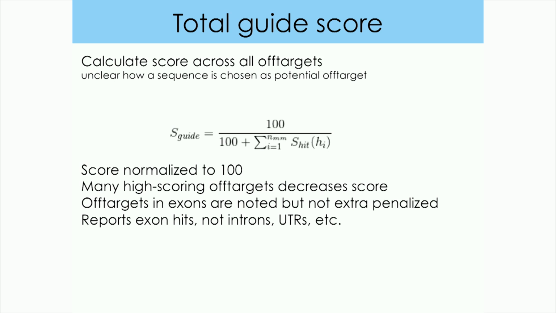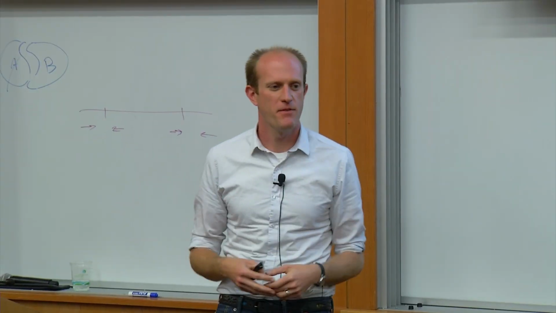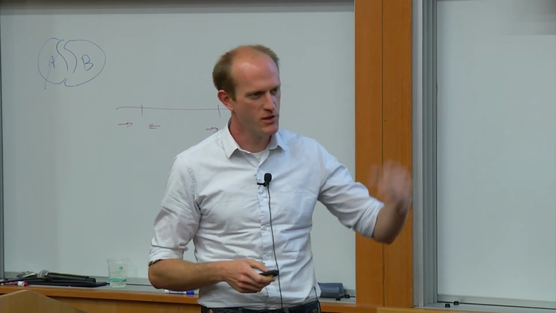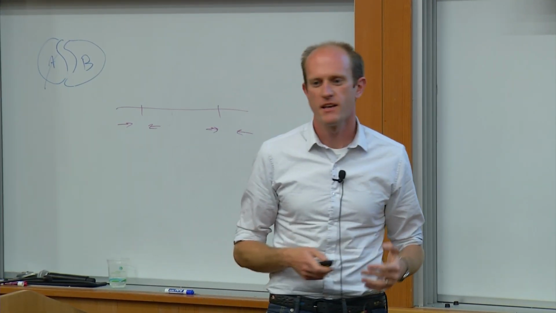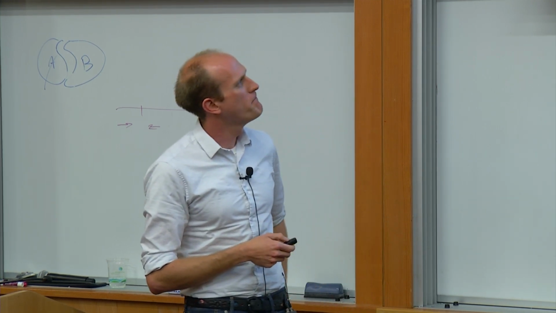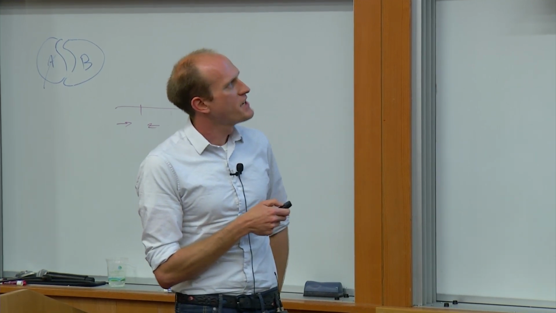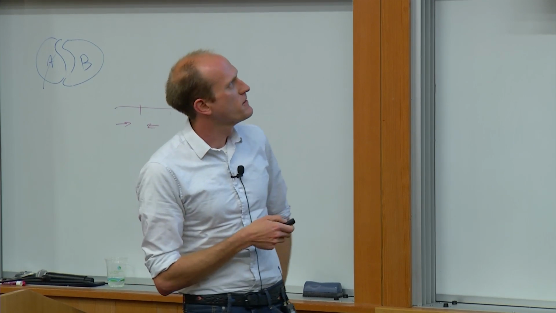In general, the way this works is you just say, I have a score, and if I have a whole bunch of off-targets, and those all get high scores, that's bad. Okay? If I have a bunch of off-targets and they all get low scores, that's probably not so bad. Okay? So it's just a summation. So if you have a lot of high-scoring off-targets, it's going to decrease the score.